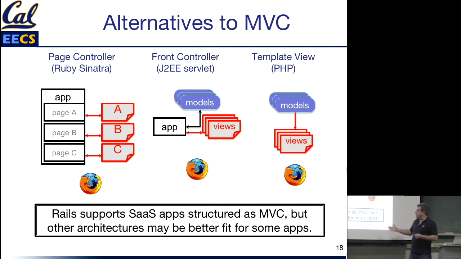But the real lesson here is Rails is an MVC framework. That's great if your app is a natural fit for that. If it is not, other architectures may be better, including for very simple apps, Sinatra, which doesn't have strong opinions about organizing the app in a certain way.